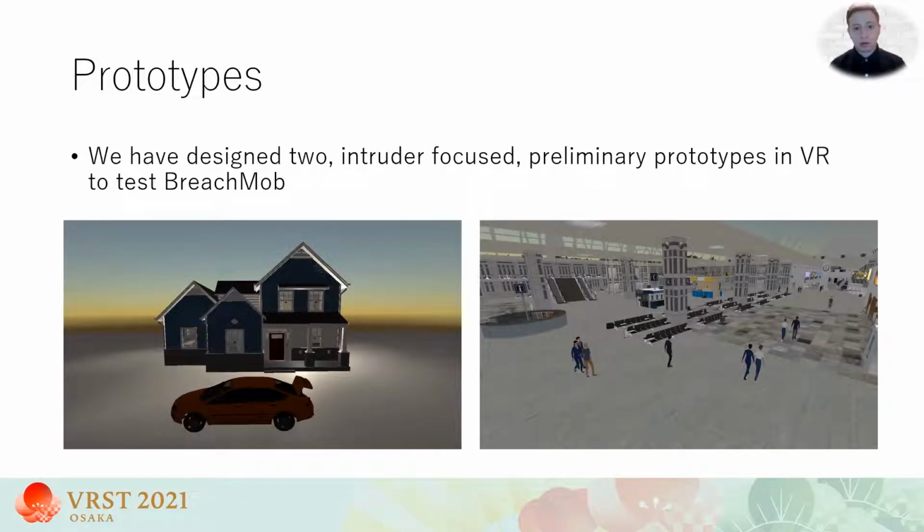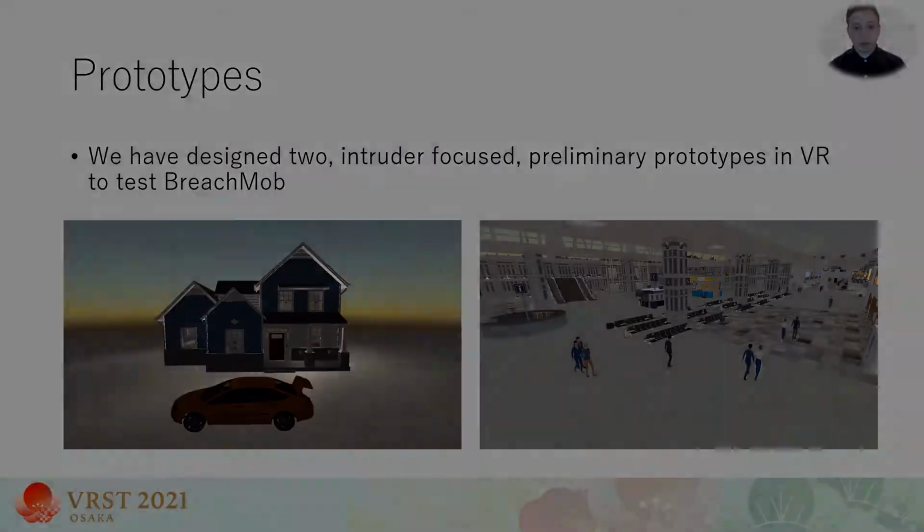We developed two intruder-focused prototypes to test BreachMob, designed for the Oculus Quest headset and built using the Unity game engine. Our first prototype is a home, and the second is an airport. The prototypes are fictional environments injected with vulnerabilities that we controlled and implemented. Each prototype was designed to be a familiar setting and has its own unique objective for the intruder to complete.